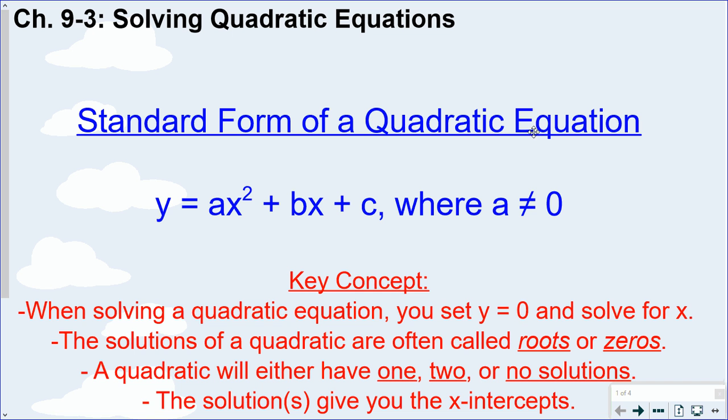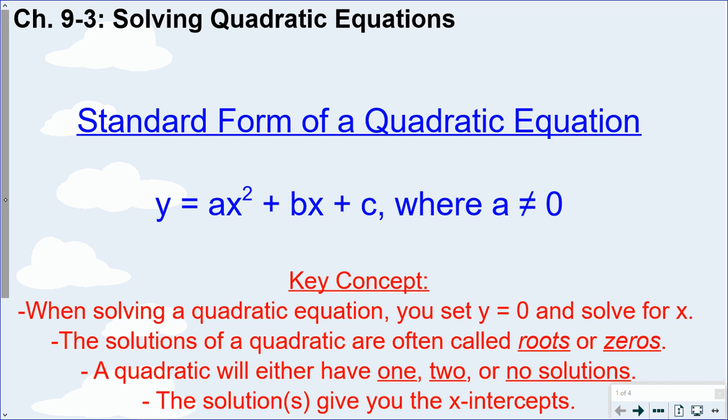The standard form of a quadratic equation is y equals ax squared plus bx plus c, where a is not equal to 0. So b can be 0, c can be 0, but a can't. What that tells you is that for a quadratic, you have to have a variable to the second power. You don't need the bx and you don't need the c, but you have to have the ax squared at a minimum.